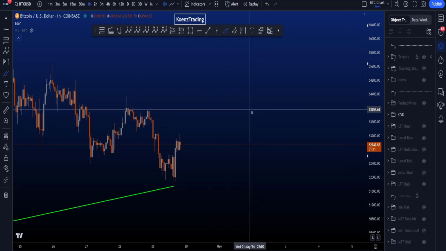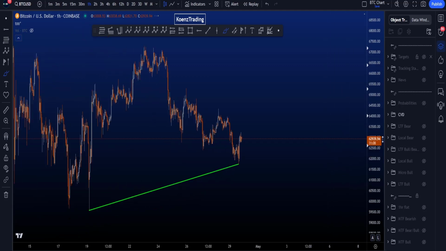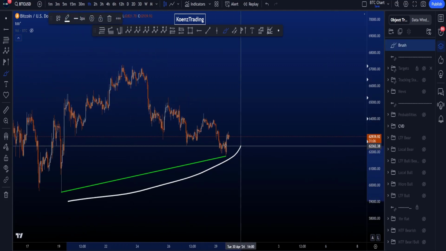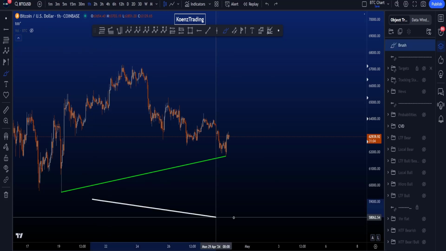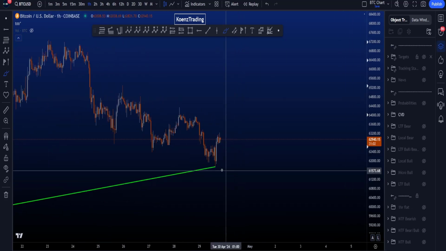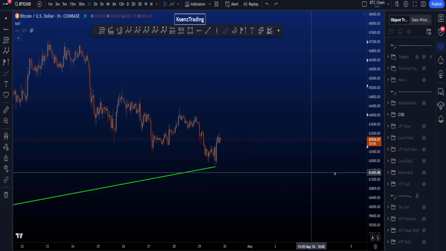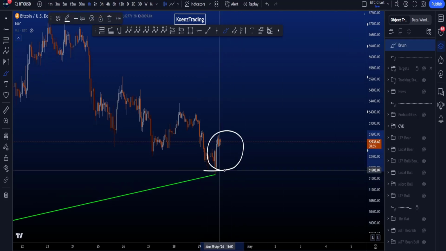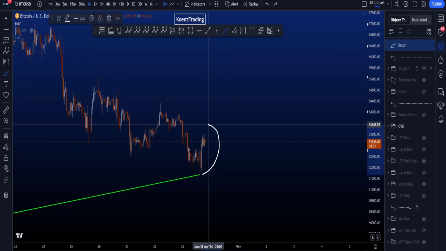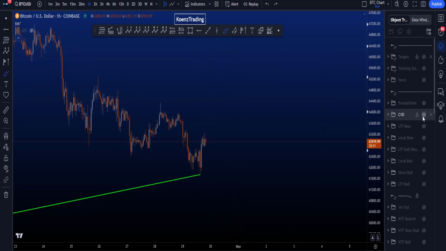When we look at the CVD divergences, we do have some bullish CVD divergences on the 1 hour time frame over here, higher low in price, lower low on the CVD. However, it is preferred that we also see some local strength on the 5 or 15 minute time frame, and at the moment we don't yet see anything. So we have to be patient locally and see if we get some more proof of support.